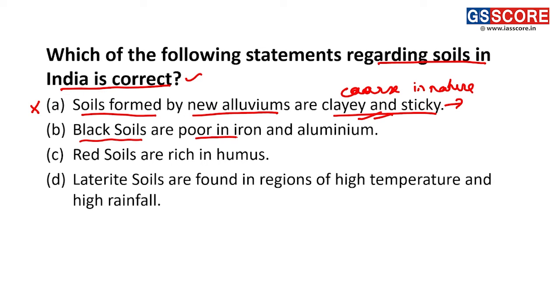Black soils are poor in iron and aluminum. This is also an incorrect statement because black soils are richer.